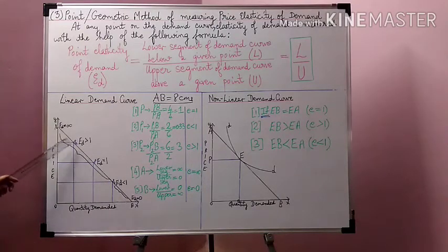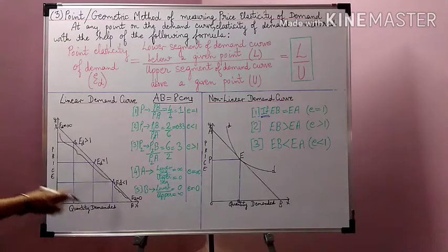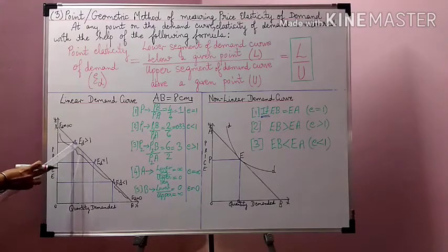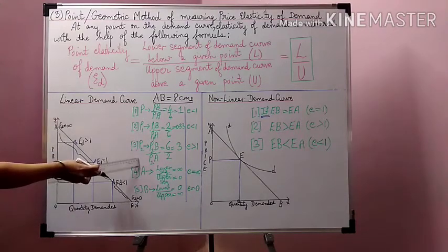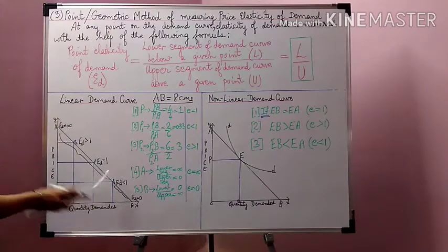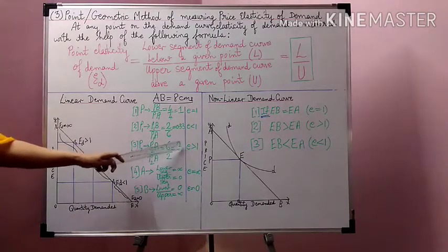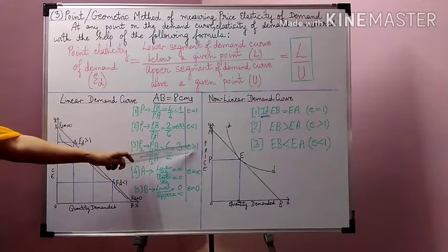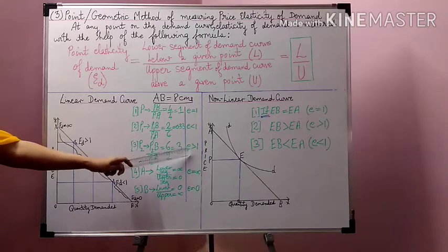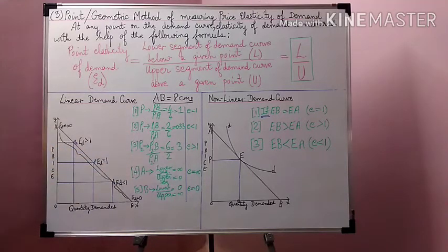Come to P2. Elasticity of demand at point P2 equals P2B, lower segment, upon P2A. This is 6, this is 2. So 6 upon 2 gives me 3. It is something greater than 1. Therefore, E is greater than 1. So it is a case of relatively elastic demand.